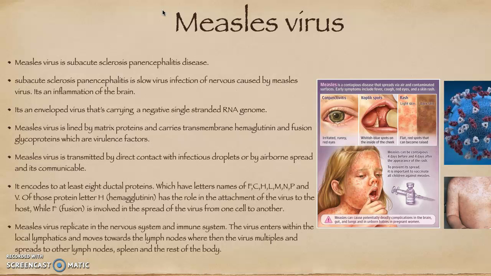So it basically just enters within the body, and it moves towards different areas, and it can spread throughout the body. In these pictures, I liked how the first picture shows what can happen when you get this disease and what effects it has on the skin, and how measles virus can be contagious for 4 days before and 4 days after the appearance of the rash that you get from this disease. And it prevents its spread by getting a vaccine, all children against measles.